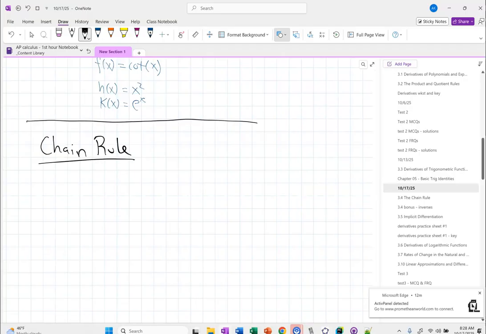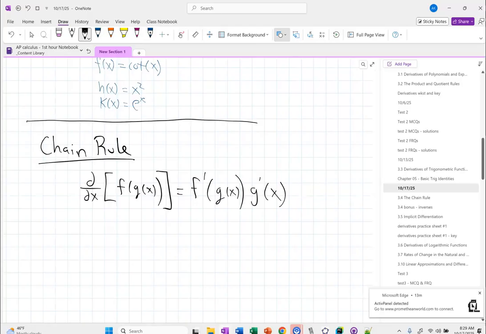So this is the chain rule. The chain rule is the derivative of the composition is the derivative of the outside function times the derivative of the inside function. Yes, go ahead, David.